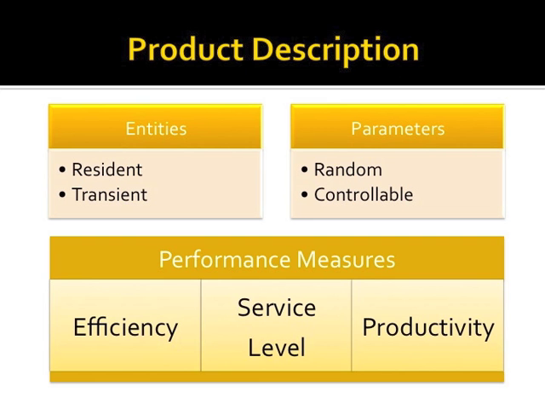Our model shows the flow of a number of entities through the system, both resident and transient. It does this through the estimation of parameters, both random and controllable, that are user defined. The performance measures used in our model are efficiency, service level, and productivity. Efficiency is measured by the utilization rate of robots and machines. Service level is measured by the amount of time it takes to produce airplanes, and productivity is measured by the number of airplanes you can produce yearly.